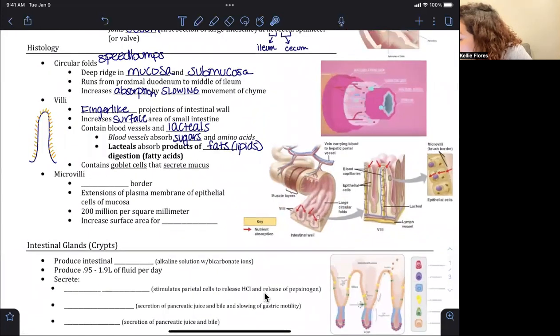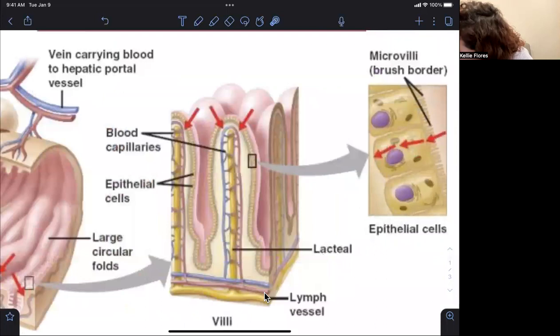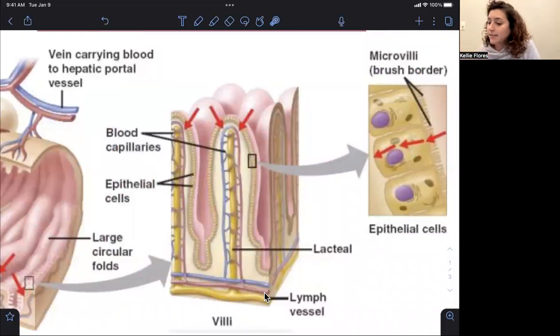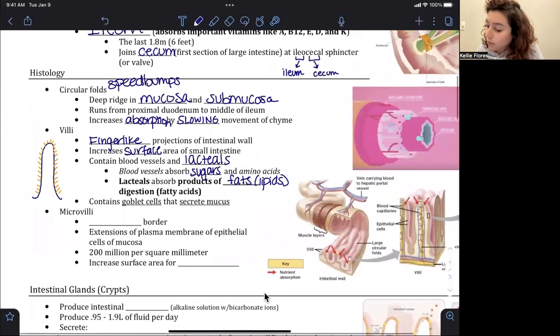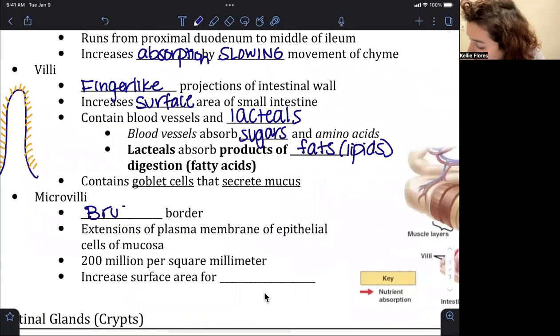Microvilli, like I said, are bordering. So you can see these little things here, and there's little arrows, and then it says, hey, let's look closer at this border of the villi, and you can see that the villi have microvilli. So like I said, increasing surface area by a lot. Okay, so we call that microvilli the brush border. They are extensions of the plasma membrane of the epithelial cells of the mucosa. There are 200 million per square millimeter, so there's quite a lot. So that helps us increase our surface area for absorption of nutrients and water.